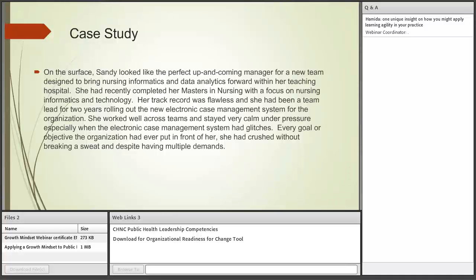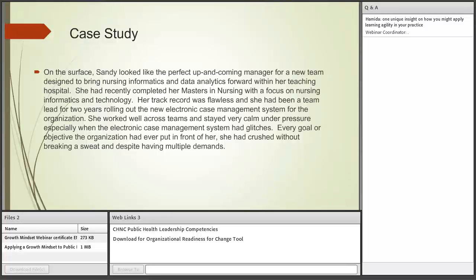In terms of taking risks, from what has been put forward, we know that with technology there are often things that might go wrong. There might be areas where she might face failure. The electronic case management system that she put into play was a new project with lots of ambiguity. And so I would say she's high on the taking risk component of learning agility.